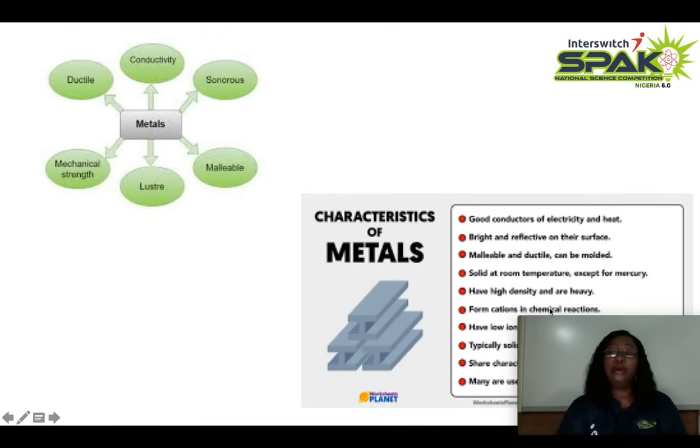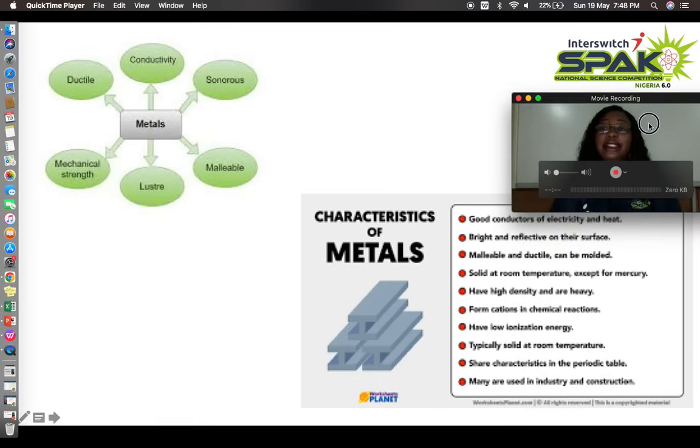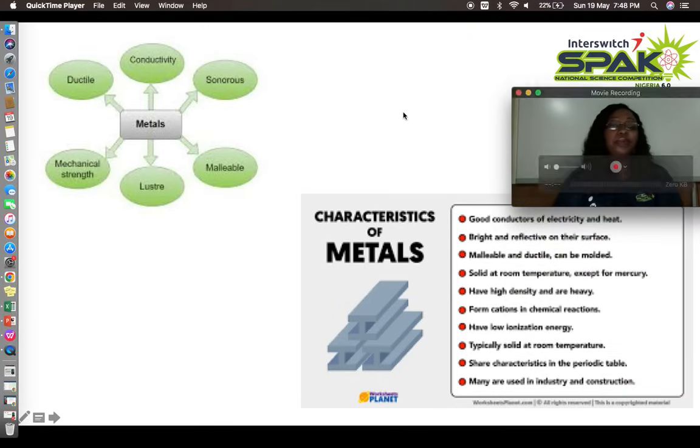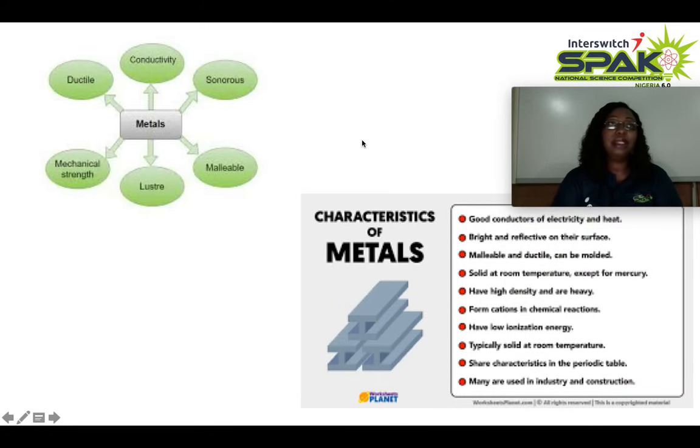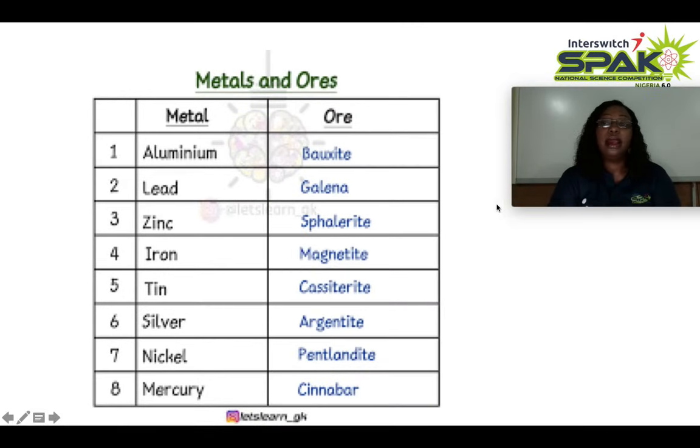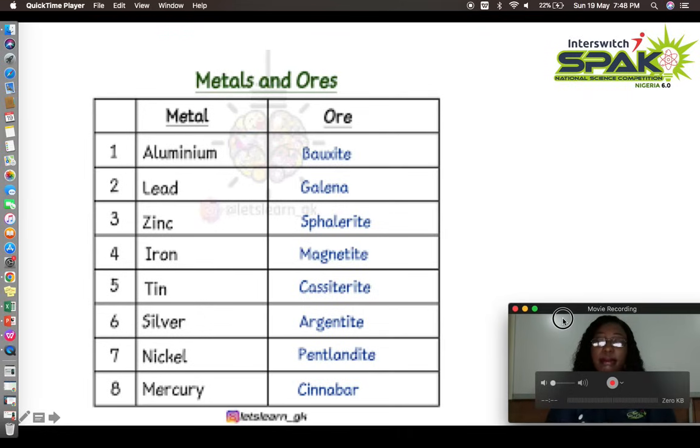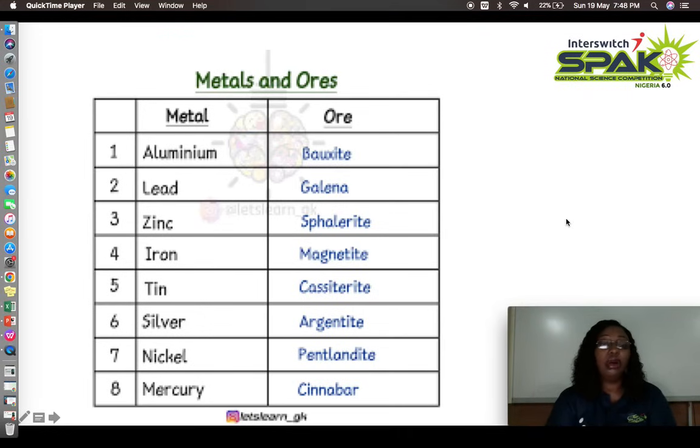Now let's look at metals. Metals, properties of metals. They're sonorous, ductile, malleable, good conductors of heat and electricity. You all know what metals are, and you have examples all around us. Most metals are gotten as ores. So let's quickly look at ores of some metals.